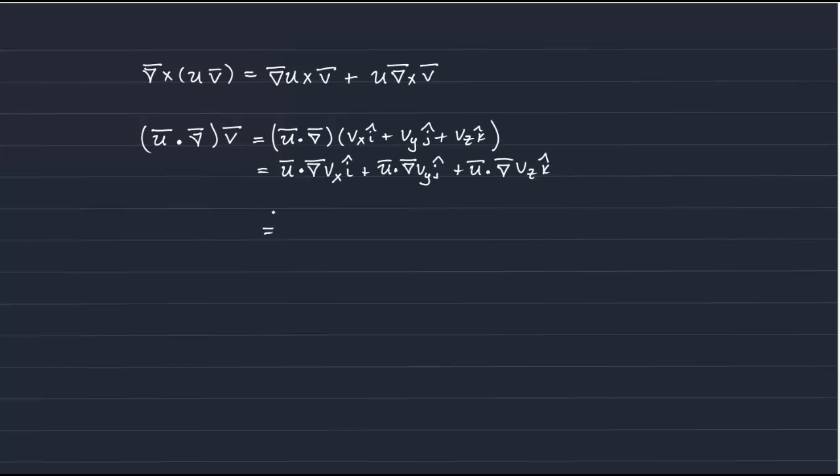In other words, if we take the dot product between these two vectors, we have ux times the partial of vx with respect to x, plus uy times the partial of vx with respect to y, plus uz times the partial of vx with respect to z. And that's in the i hat direction. So this is this term right here.